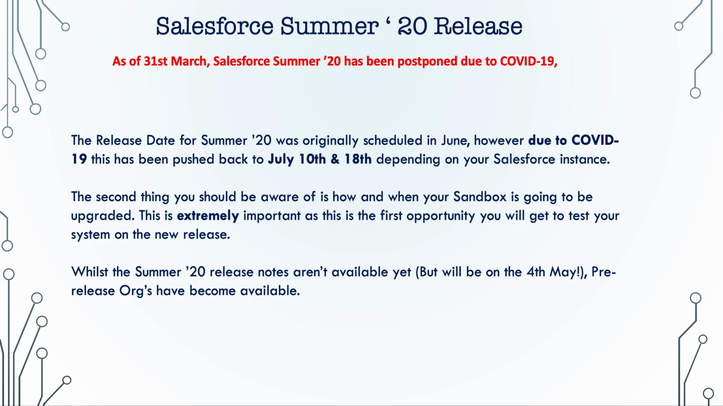As I said, Summer 20 has been pushed back from June to July, and it will arrive in your org depending on what kind of Salesforce instance you are working in. It is important for you to know when it will be in your org so that you can test out the system on the new release. But as I already told you, you don't need to wait for July to come. You can still go to the preview orgs as they're available and check out the features by yourself. Let's begin.